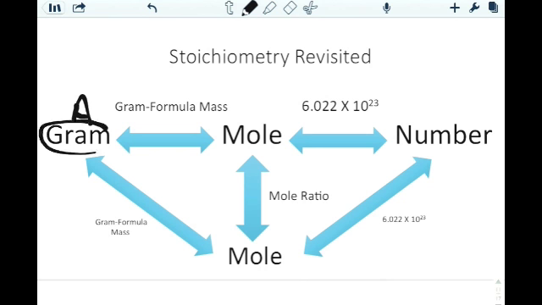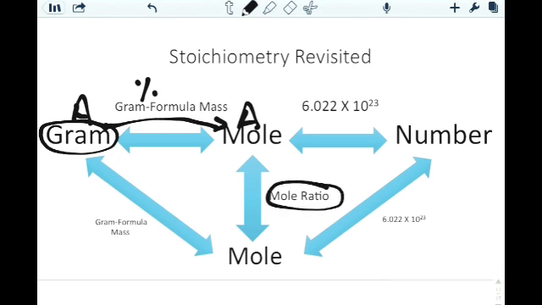So I can go from grams to moles of A by dividing by my gram formula mass. And then I can use my mole ratio to change to anything else in the equation. So I can go to moles of B, whatever B is. It doesn't matter what it is. And then if I'm in moles and I want to go back to grams of B, I just use that gram formula mass and multiply, and I could get grams of B.